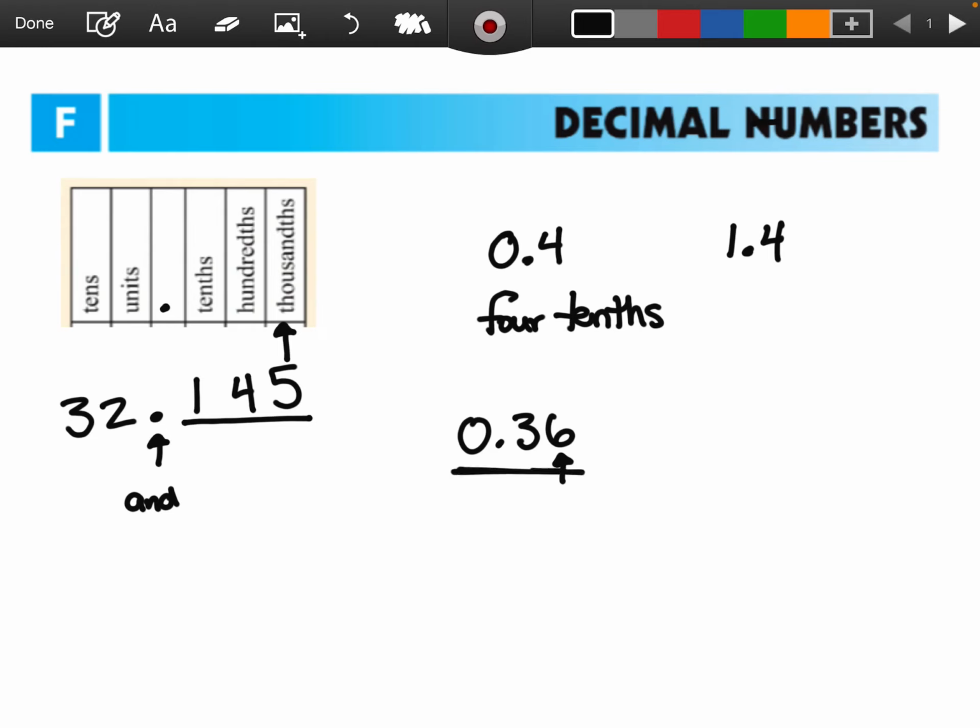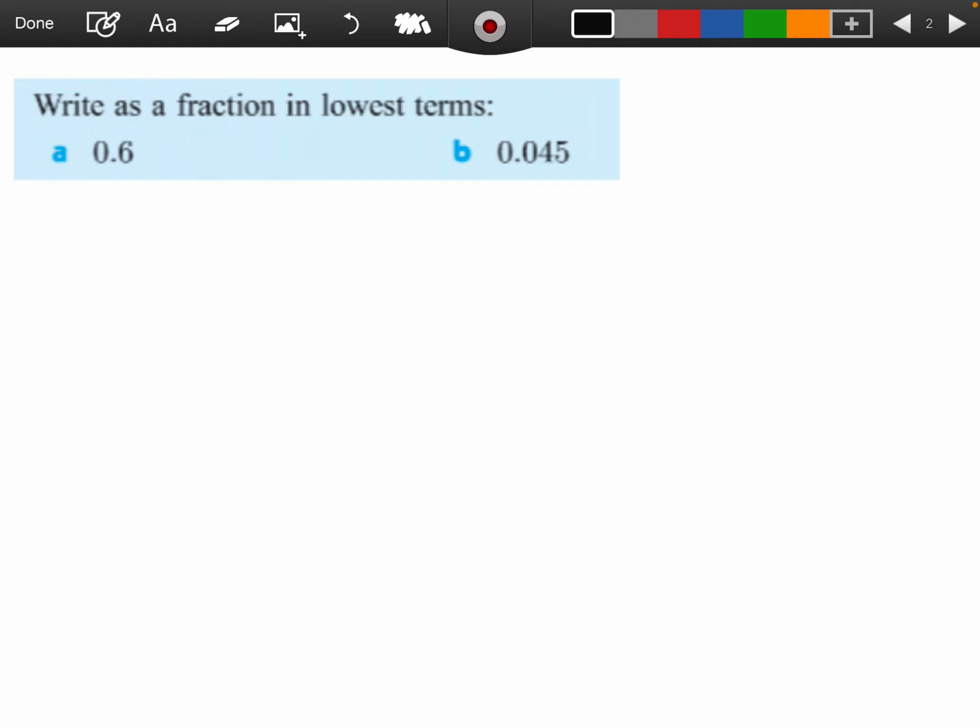So we read this number as 36 hundredths. That is what it is as a fraction, 36 hundredths, 36 out of 100. And then of course you would reduce that to lowest terms. And then similarly, this one up here would be 4 tenths, 4 over 10. And again, reducing to lowest terms. So let's look at a couple of examples.